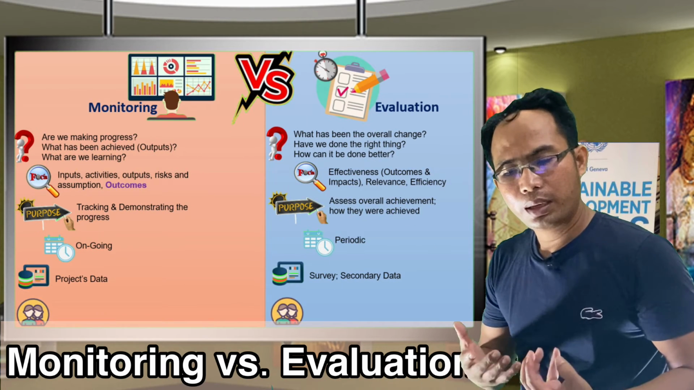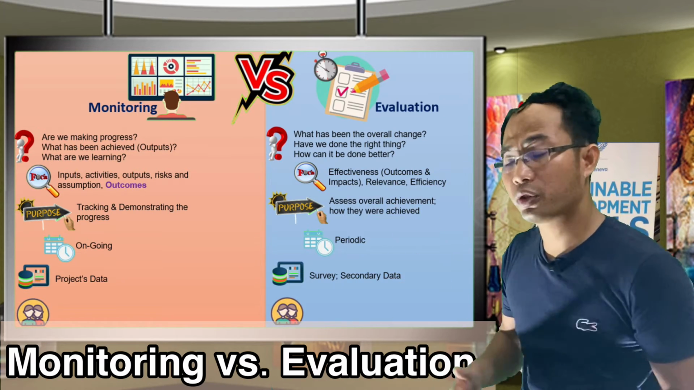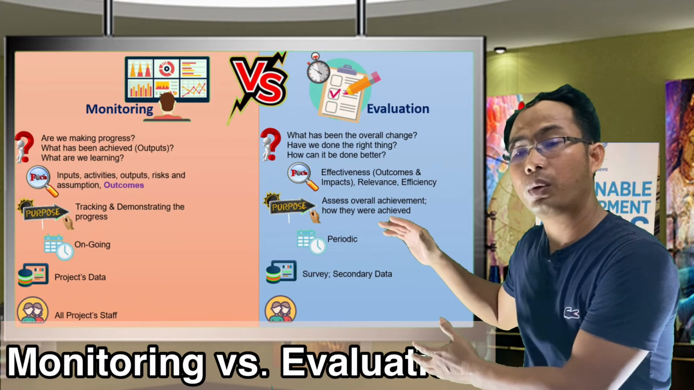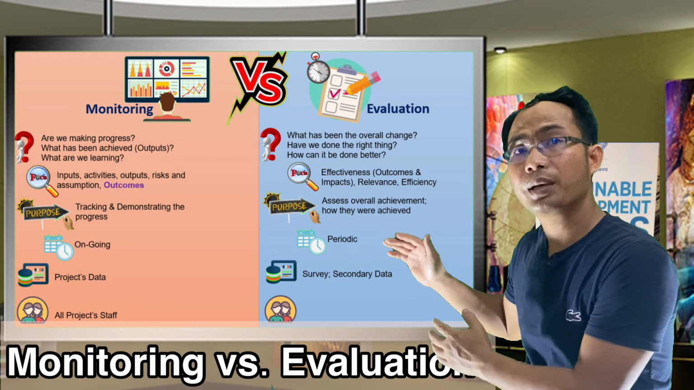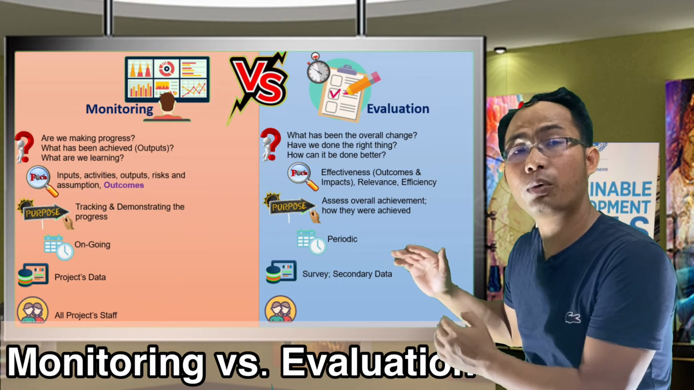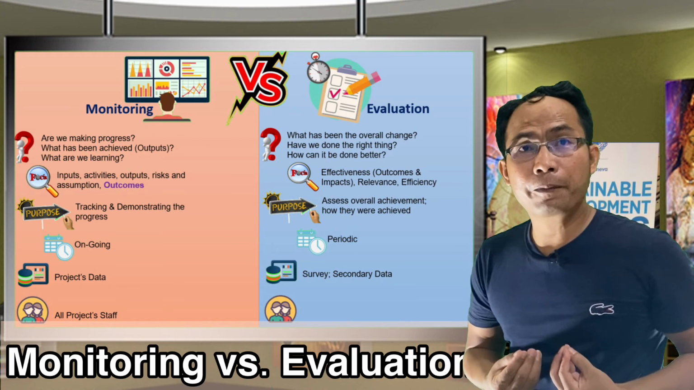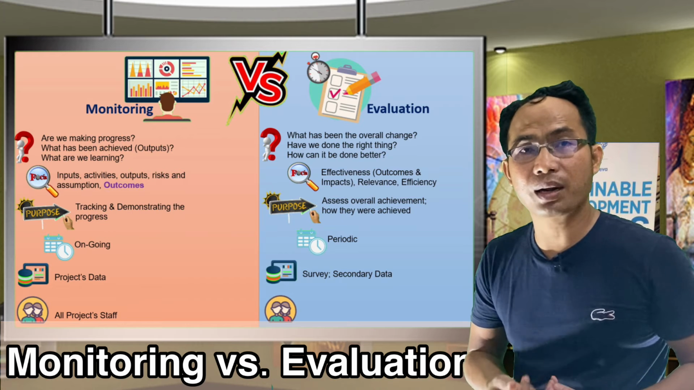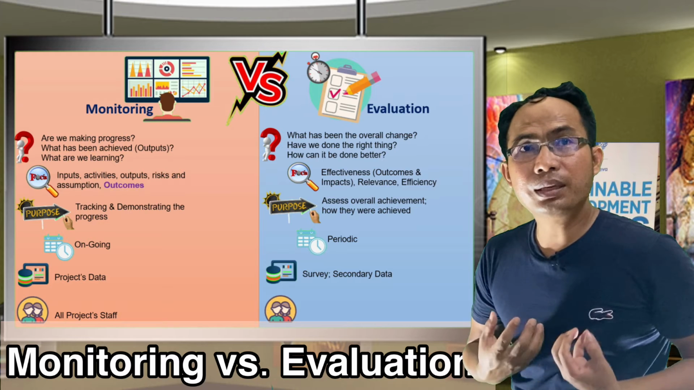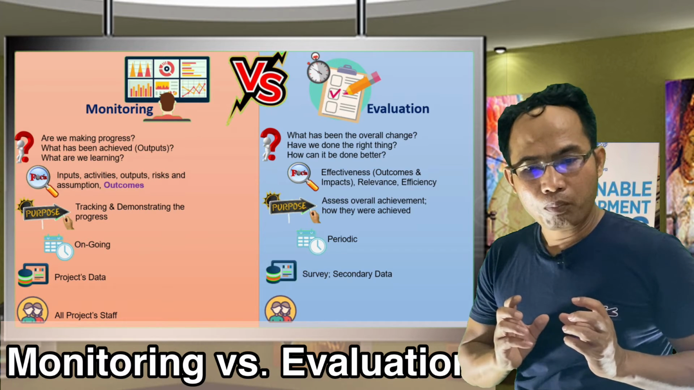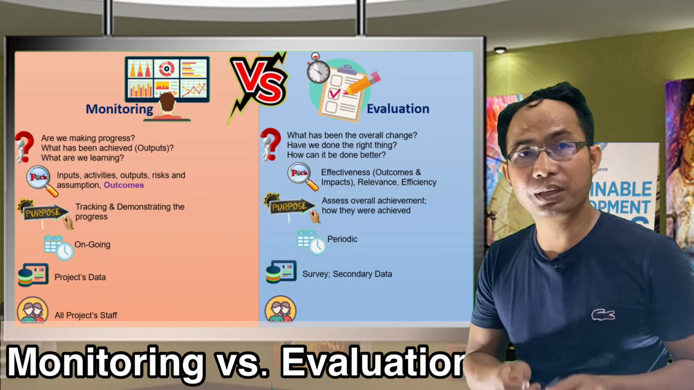Last one is about resource. So who else is involved in project monitoring? In general, everyone in the project must be involved in project monitoring. Each staff might take different parts of project monitoring. Since this is about looking at the progress of activity, this should be done by project staff.